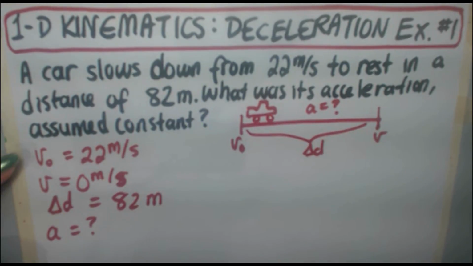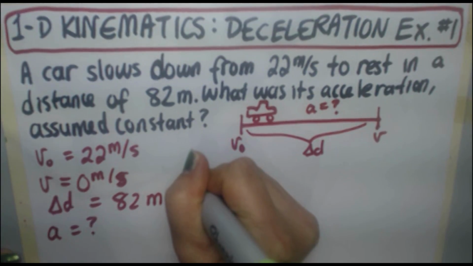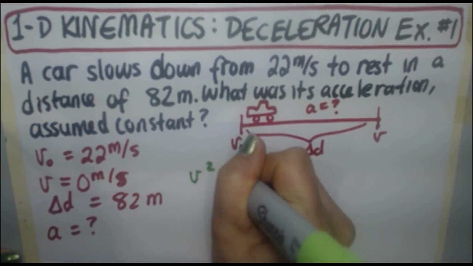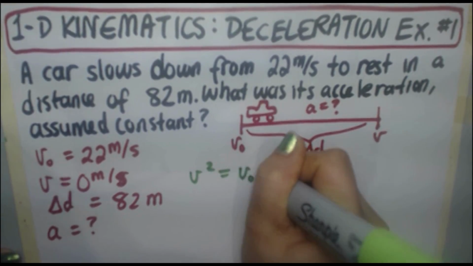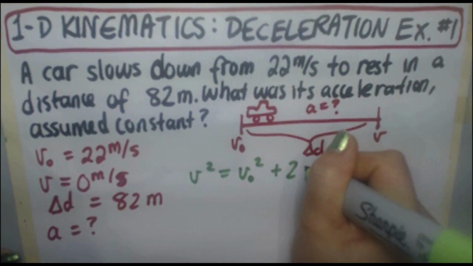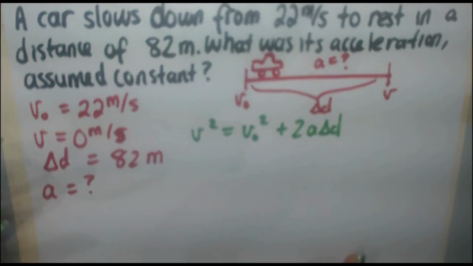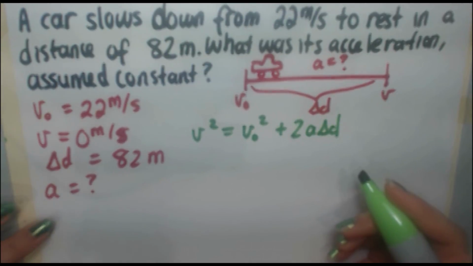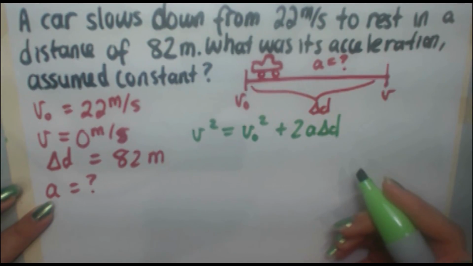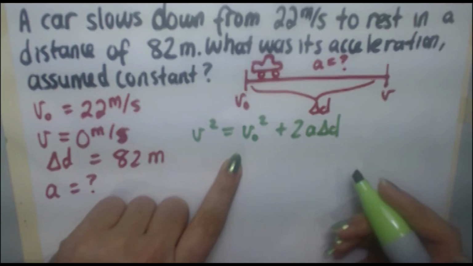Now we're left with these four variables. The equation you want to use to connect these four is the following: v squared equals v naught squared plus 2 times acceleration times the change in position. We are looking for acceleration, so I'm going to rearrange this equation for acceleration.